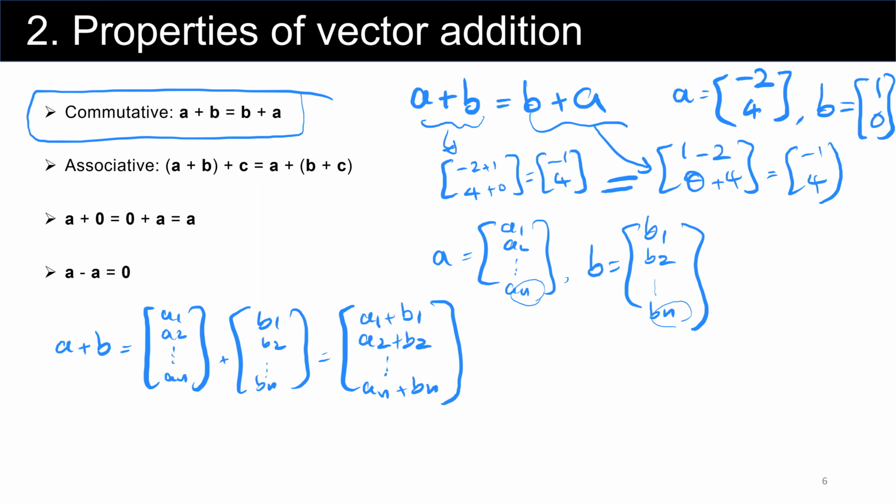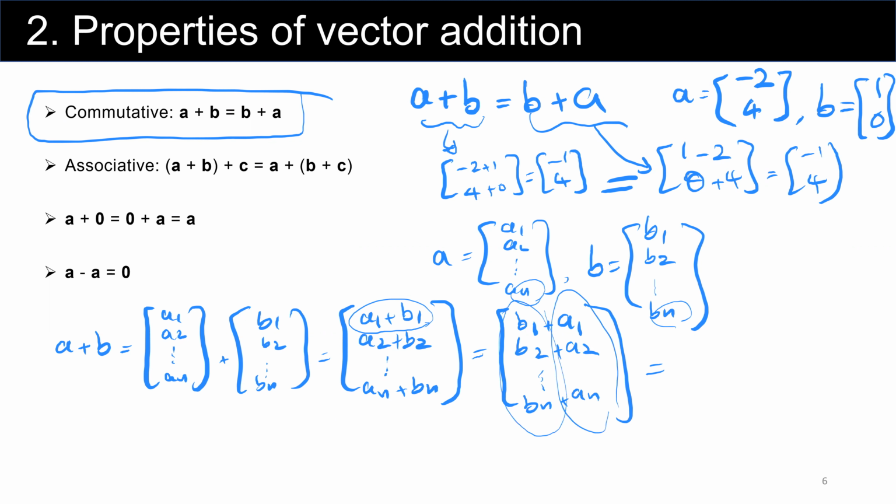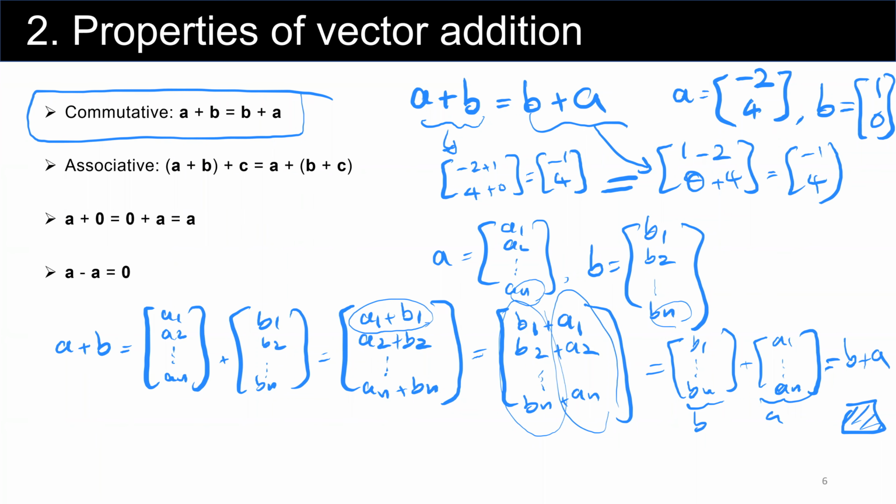All right. Now we use the commutative property for scalar summation. What does that mean? That means A1 plus B1 is equal to B1 plus A1. The same for other rows, and Bn plus An. So now I try to decouple this into two vectors. B1 to Bn plus A1 to An. So what is this? This is B, this is A. B plus A. So our proof is completed. A plus B is equal to B plus A.